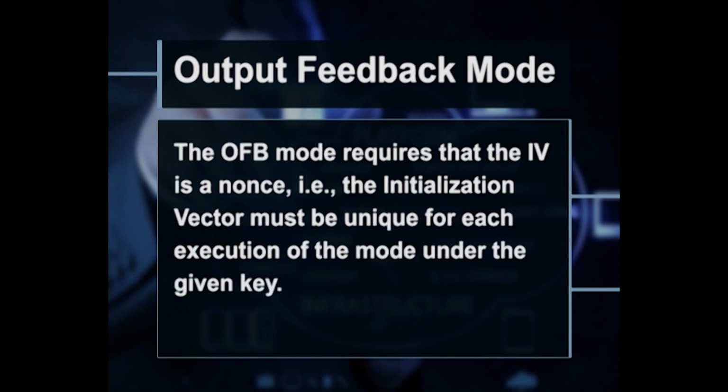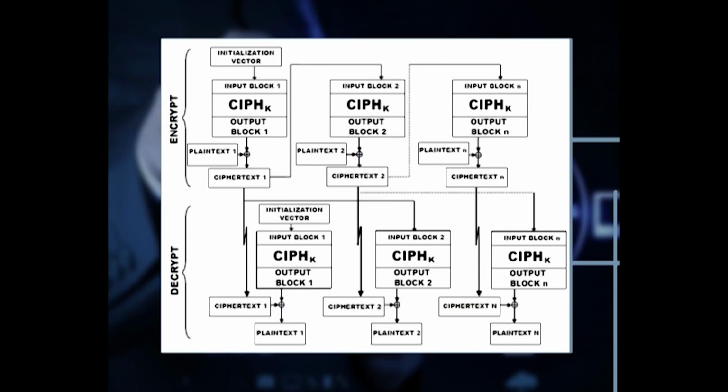The OFB mode requires that the initialization vector is a nonce, that is, the initialization vector must be unique for each execution of the mode under the given key. The OFB mode is defined as: in OFB encryption, the initialization vector is transformed by the forward cipher function to produce the first output block.